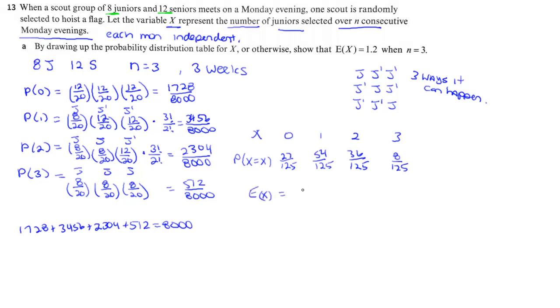And so the expected value is each x times its probability, all added up. And that's going to give me 0 times 27 over 125 plus 1 times 54 over 125 plus 2 times 36 over 125 plus 3 times 8 over 125, all added up. And that's going to give me an expected value of 6 over 5, or 1.2. Okay, I hope that made sense. Let's go on to the next one.